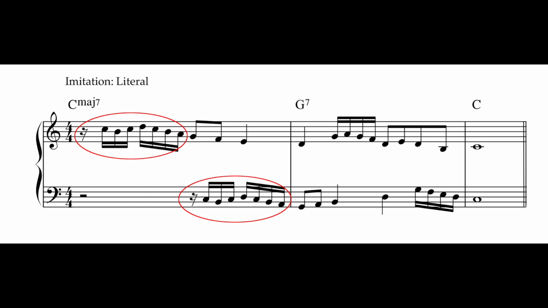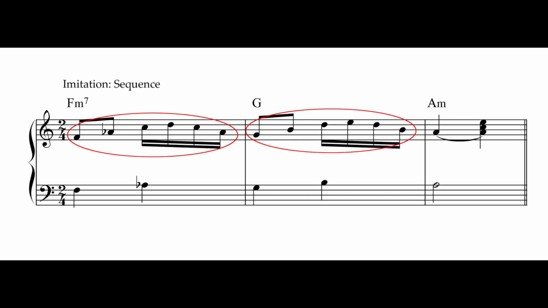The motif plays in the first voice and is then repeated exactly the same way in the lower voice, except it's down an octave, or in this case, down 2 octaves. The second example is a sequence. It's the same motif, just modulated up or down to a different chord. In my example, I modulated up a whole step from the F minor to a G major chord.